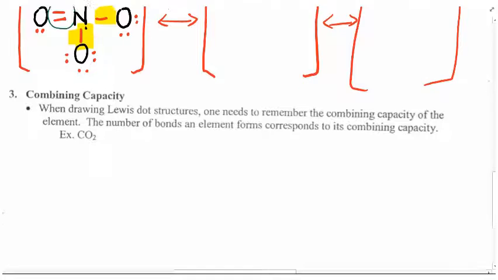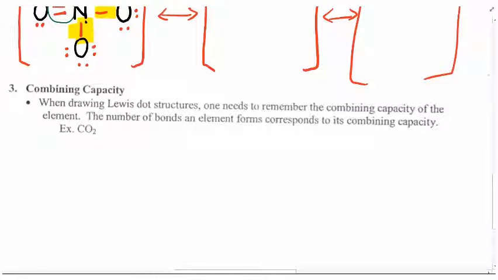Alright, the last thing I need to talk about today is called the combining capacity. Sometimes you will encounter a situation where there are 2 structures that both fulfill the octet rule, but there's only one correct answer. And for those cases, you need to check the combining capacity of the atoms.